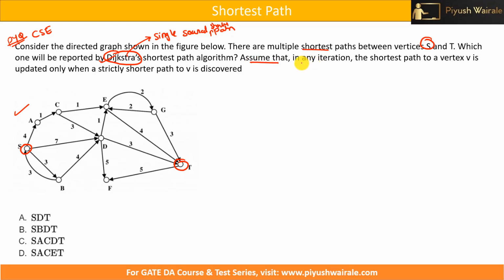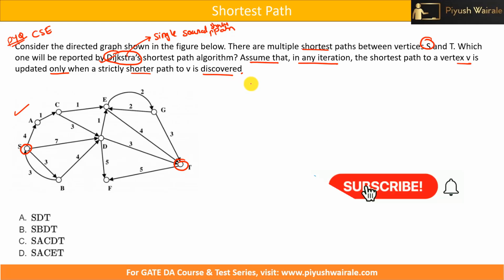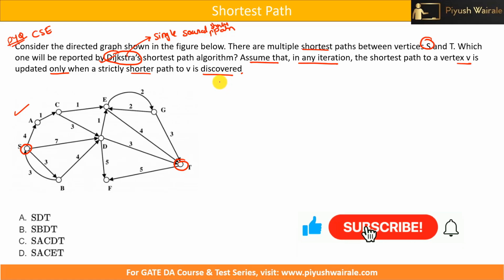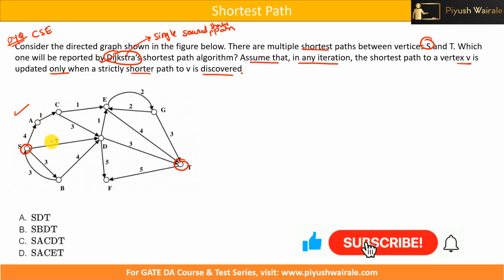So assume that in any iteration, the shortest path to vertex V is updated only when a strictly shorter path to V is discovered. So this thing we followed in the case of Dijkstra algorithm only. Whenever we get the shorter path for that particular node, then we will take the path cost for that particular node. So let's discuss this particular example now, and here we have the options.